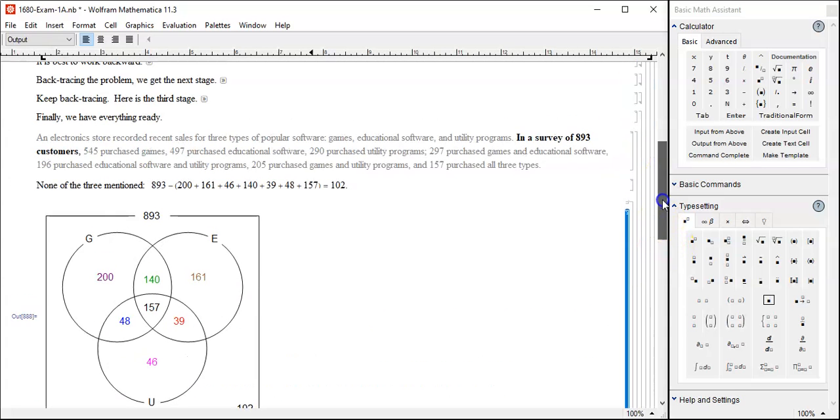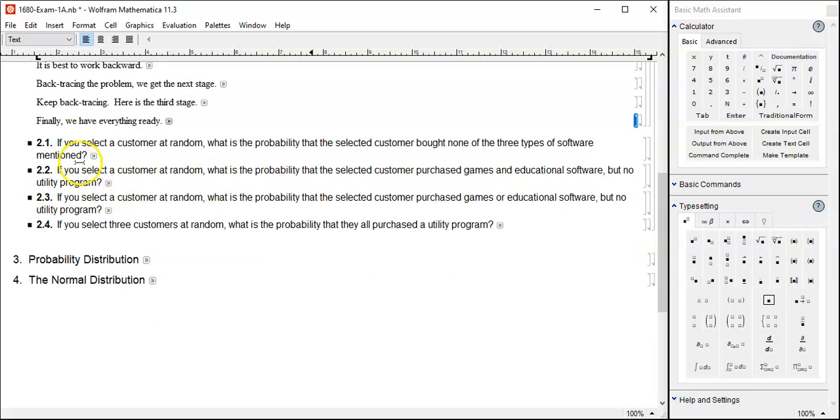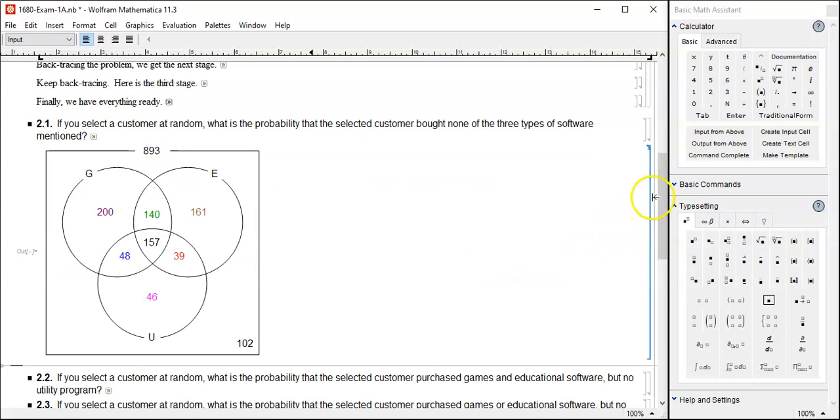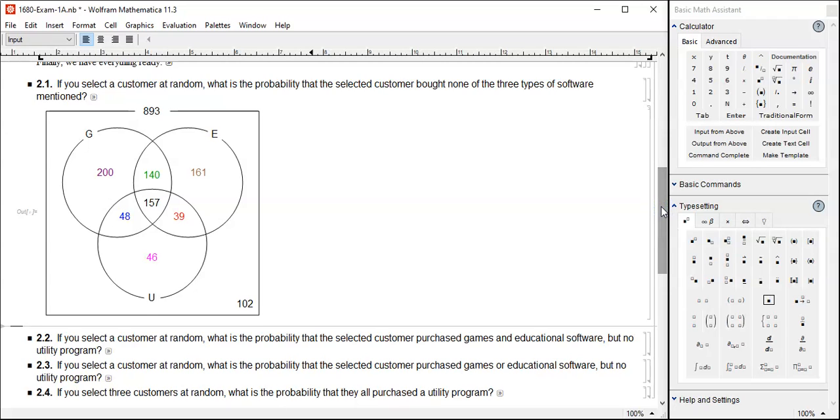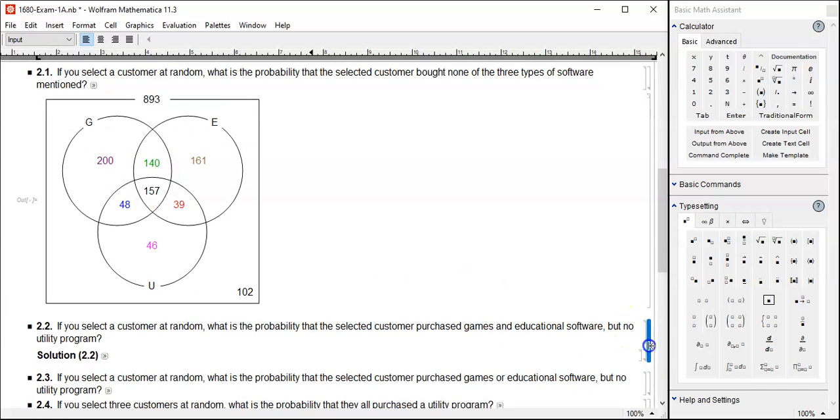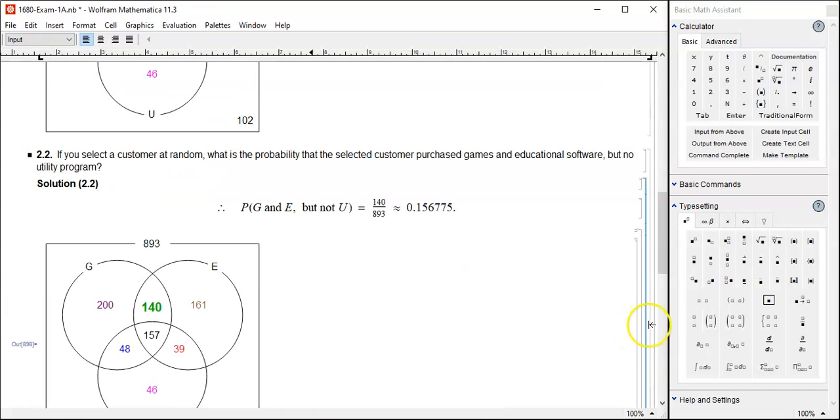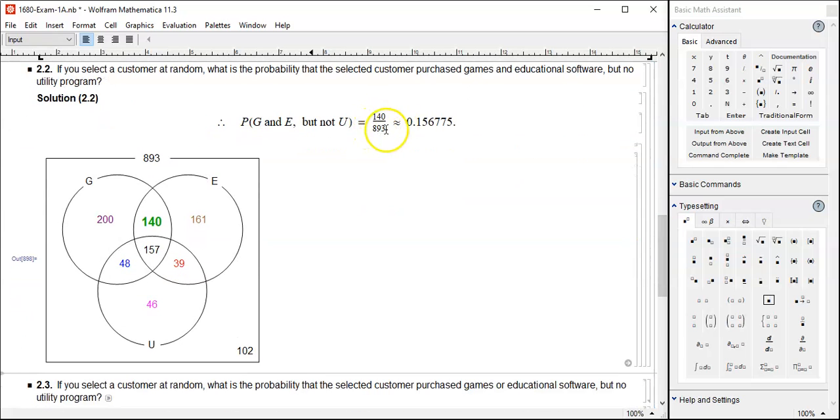Let's copy and paste this thing, and then let's go. If you select a customer at random, what is the probability the selected customer purchased game and educational software but no utility? So game and educational, and is small, so we have this football. I'm running my mouse. But no utility, so 157 is out. I have only 140. So that 140 out of 893, there goes the probability.